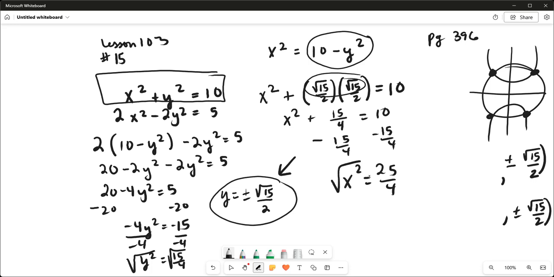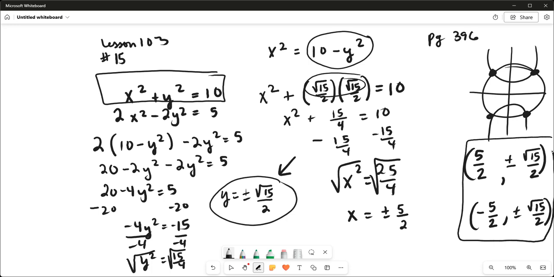And then when I take the square root of both of these, it's going to be plus or minus 5 halves. Okay. So that means that I'm going to have a plus 5 halves, plus or minus square root of 15 over 2. And I'm going to have minus 5 halves, plus or minus square root of 15 over 2. And this should be your answer.